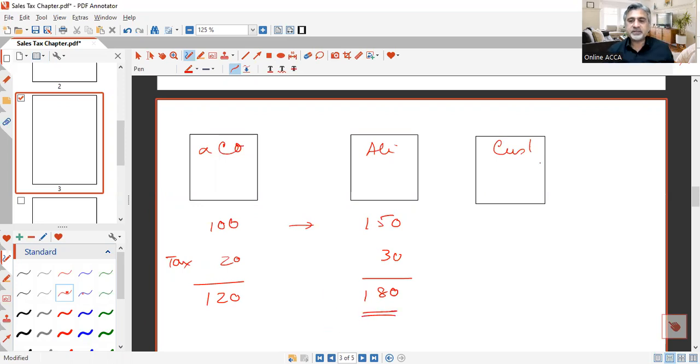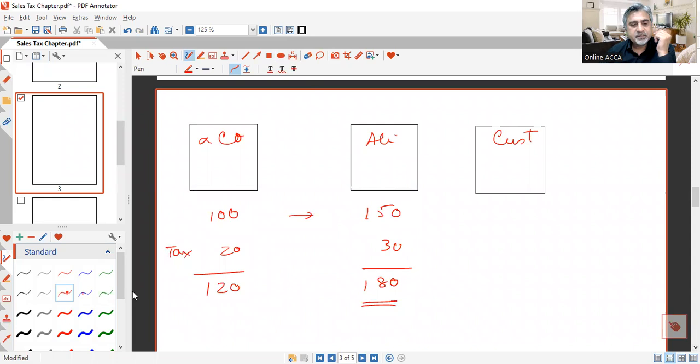Now imagine that this customer, which is buying it from me, it is also not an end user. And by the way, before I move forward, for me, Ali, this $20 and this $30. What I did, this was my input tax and this was my output tax. This is something which I paid and this is something which I received. And the difference of these two, $10, I gave it to the government because you said that your output tax is $30, your input tax is 20, so $10 you should give it to the government.